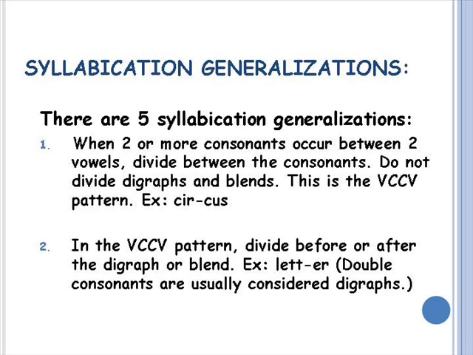First, when 2 or more consonants occur between 2 vowels, divide the word between the consonants. Do not divide digraphs and blends. This is the VCCV pattern. In the VCCV pattern, divide before or after the digraph or blend. For example, letter is divided after the T. Double consonants are usually considered digraphs.